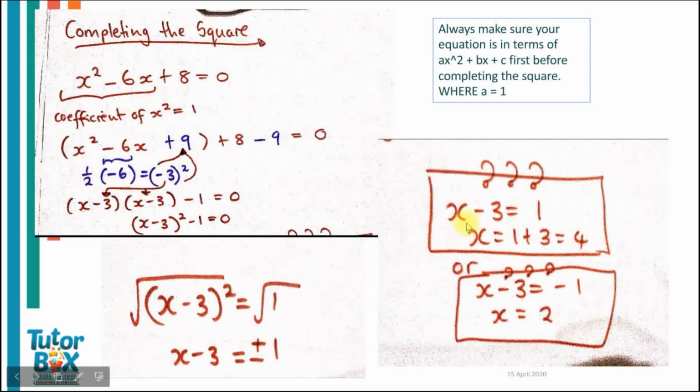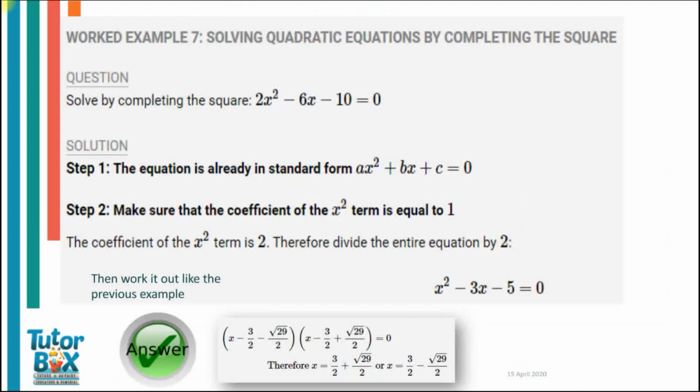Okay, so therefore you have x minus 3 is 1. So x is equal to 1 plus 3, which is 4. Or x minus 3 is minus 1. So x is equal to 2. All right, guys, that was very easy.